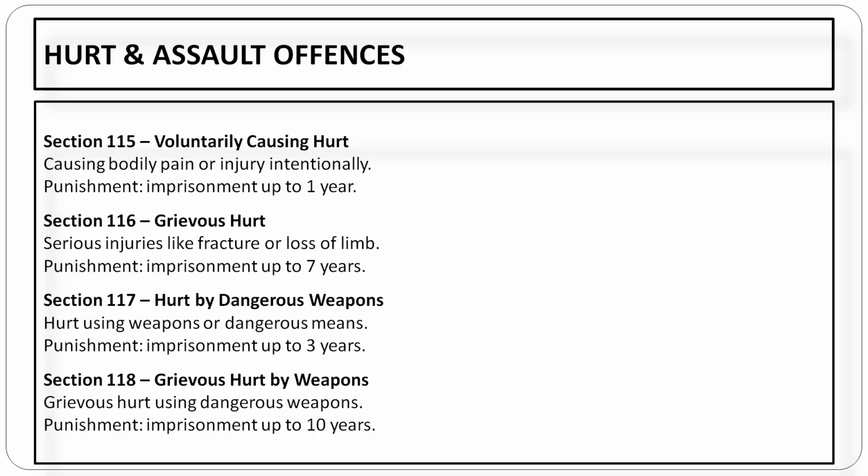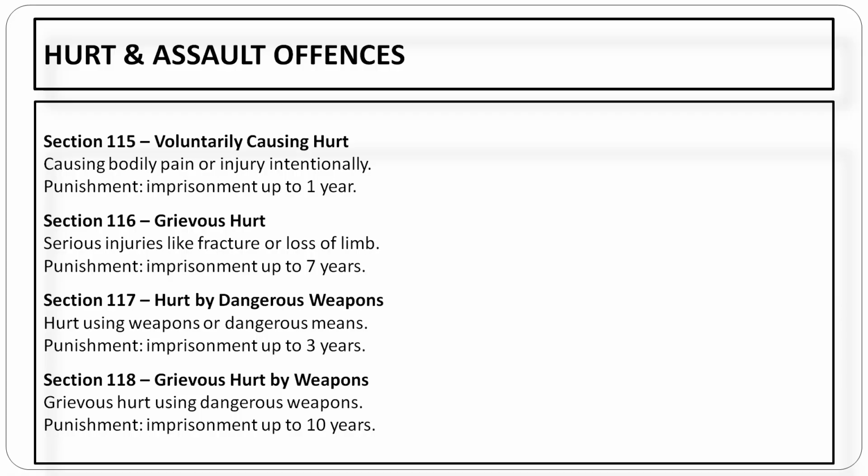Section 116 explains grievous hurt. It covers serious injuries such as a fracture, loss of limb, or permanent damage. These injuries have long term impact on the victim. The law treats such harm as more serious than simple hurt. Medical evidence under this section plays an important role in such cases. The punishment can be imprisonment up to 7 years.